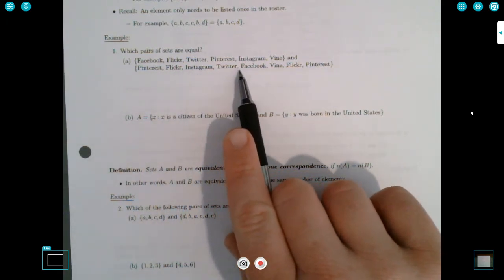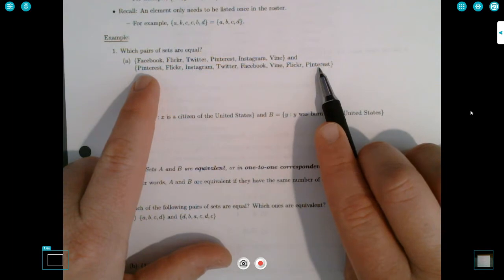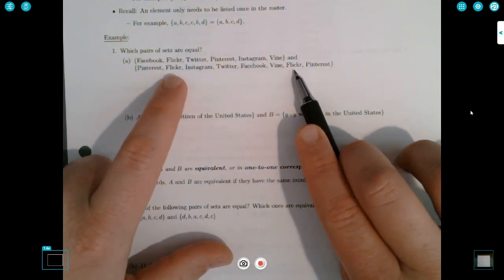It says, which pairs of sets are equal? In part A, we have the set Facebook, Flickr, Twitter, Pinterest, Instagram, Vine. That's one set. And then the other set is Pinterest, Flickr, Instagram, Twitter, Facebook, Vine, Flickr, and Pinterest. So the question is, do they have the same elements? At first glance, you might say this set looks bigger than the first one, except you have some repeats. Pinterest was listed twice. Flickr was listed twice.